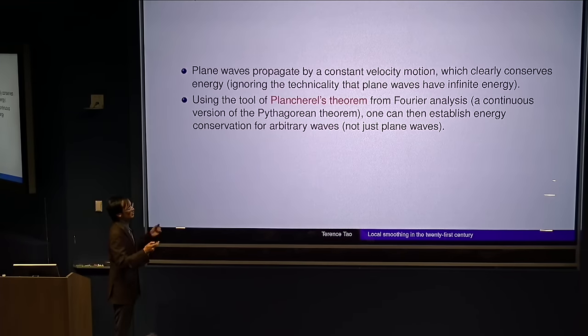And then there's one other extra thing you need to do, because you need to relate the energy of a superposition to the energy of your components, and you need something like Pythagoras' theorem. But a continuous version. But there is a continuous version of Pythagoras' theorem. It's called Plancherel's theorem, which I will not talk about. But it's one of the basic theorems of Fourier analysis. And so basically, because plane waves conserve energy, and because energy obeys Plancherel's theorem, you can show that the energy is conserved for all waves. Okay, so you can see energy conservation both from general Noetherian principles or from Fourier analysis, and they're both important perspectives.